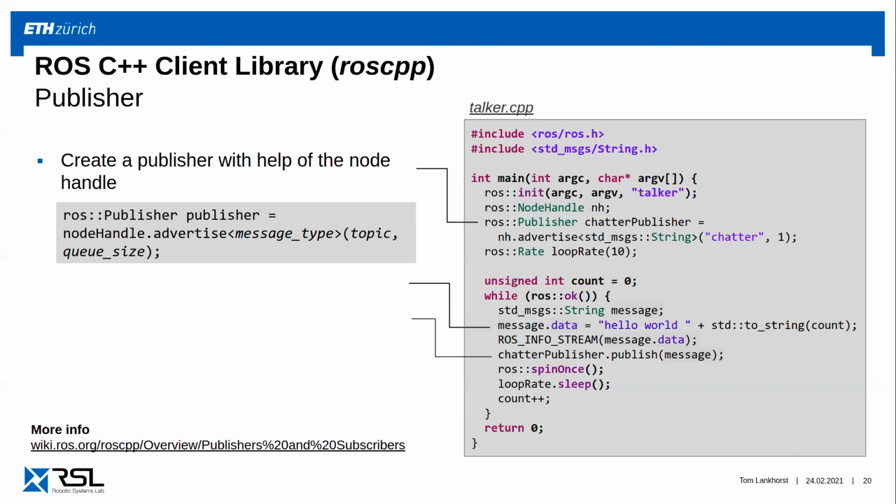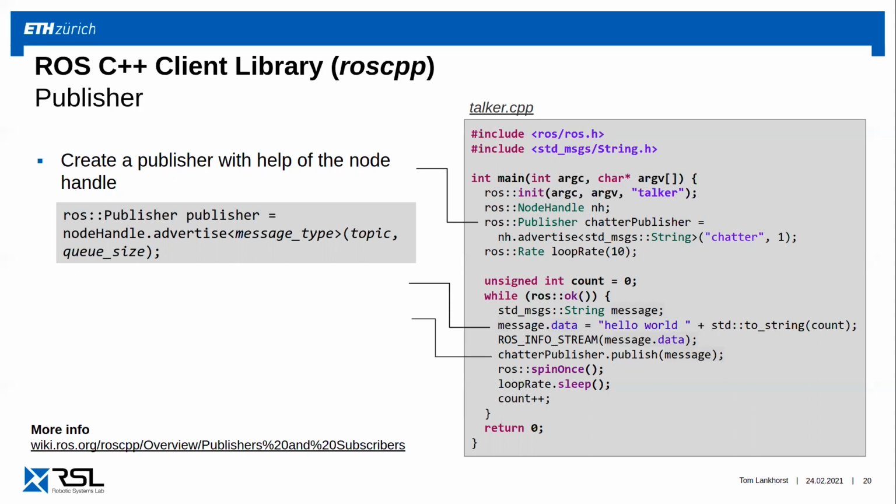The advertise function requires a template argument, which is indicated by the angle brackets. The template argument should define the type of message that we want to send on the topic. In this case, it is the standard message string. It should be the same type as we are receiving in the subscriber. The name of the topic is chatter. This should be exactly the same as the name of the topic that the subscriber is subscribing to.